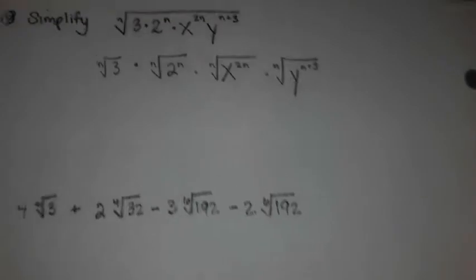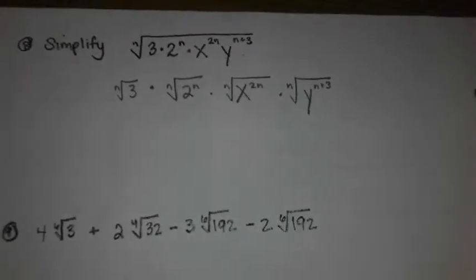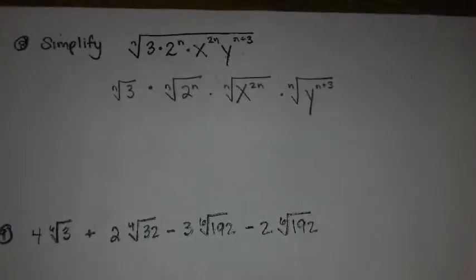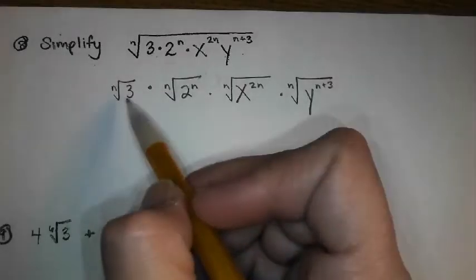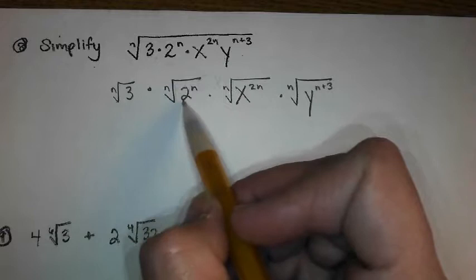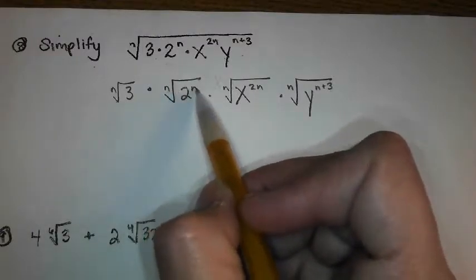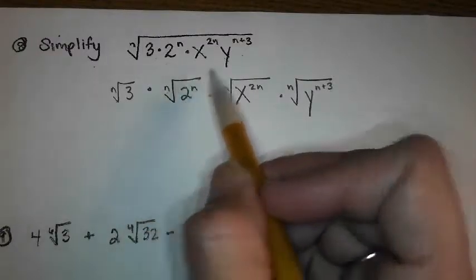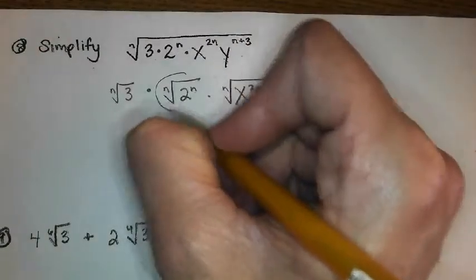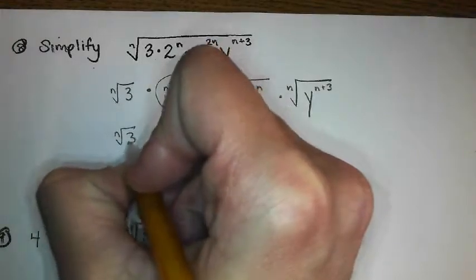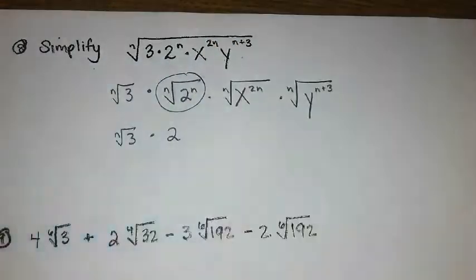Okay, so term by term, the nth root of 3, we got nothing, right? There's nothing I can do with the nth root of 3, so that's going to stay. The nth root of 2 to the nth power is just 2, right? So if it was the 4th root of 2 to the 4th, or the 5th root of 2 to the 5th, those all just cancel. So if it's n and n, it just cancels. So we've got the nth root of 3, nothing can happen. This one is just 2.